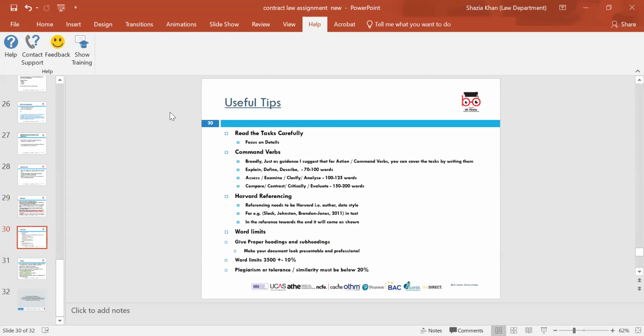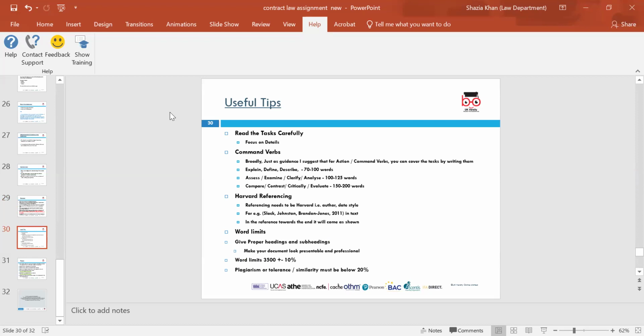So some useful tips. Read the task carefully. Read the tasks. Keep reading the tasks. It's really important. And focus on what it's asking you. Focus on the detail. Focus on what you are being asked, rather than what you're going to answer yourself. So make sure you are focusing on that.